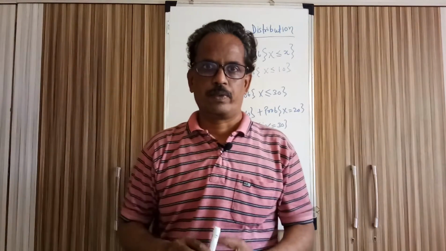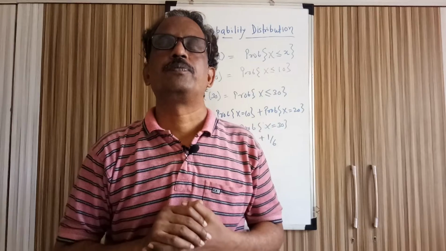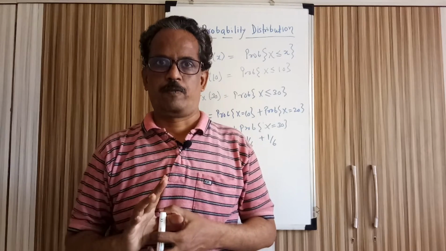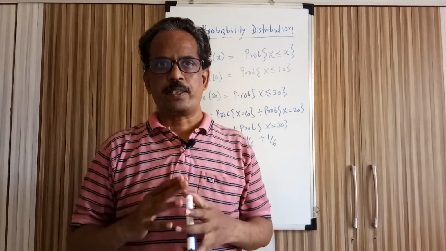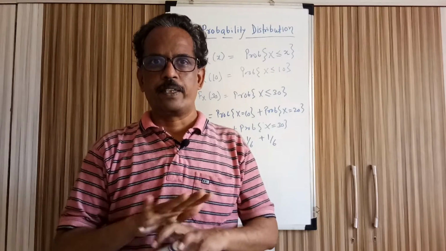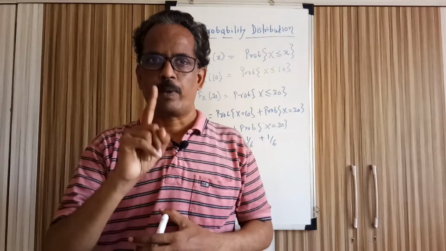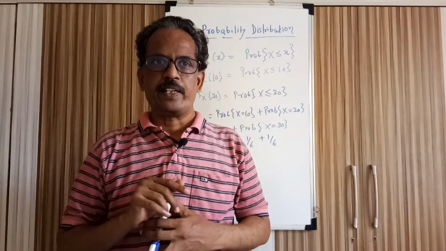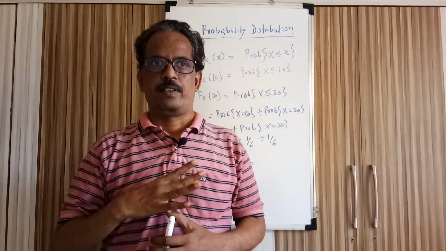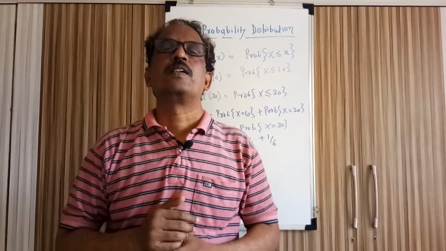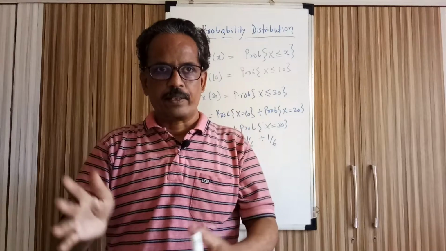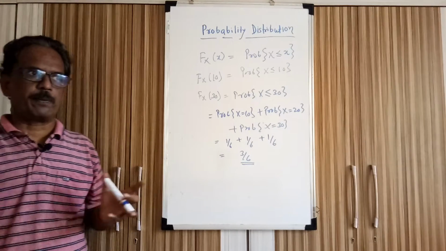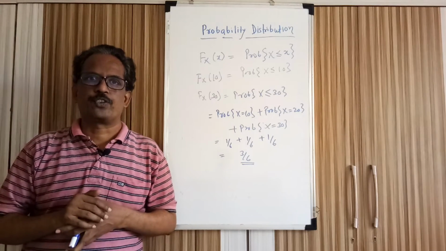What I am saying here is, if I write Fx of 10, then it means the values taken by the random variable between minus infinity to 10. So here, minus infinity to less than 10, the probability is 0. Taking value x equal to 10, probability is 1 by 6. Taking value greater than 10 and less than 20, whatever was there earlier, that probability is up to 10. F of x, probability of x equal to 10, that is 1 by 6.